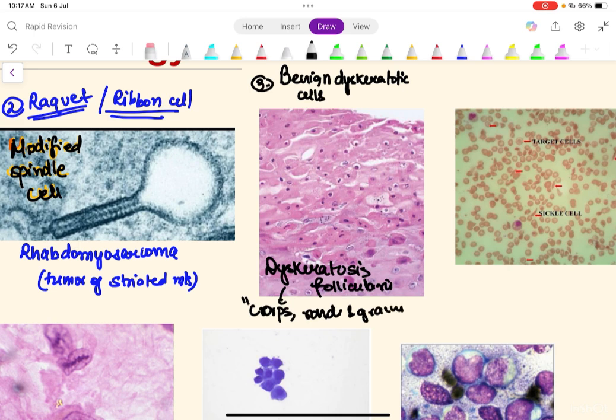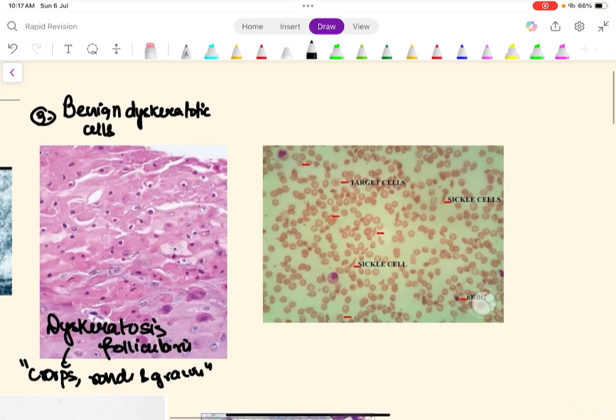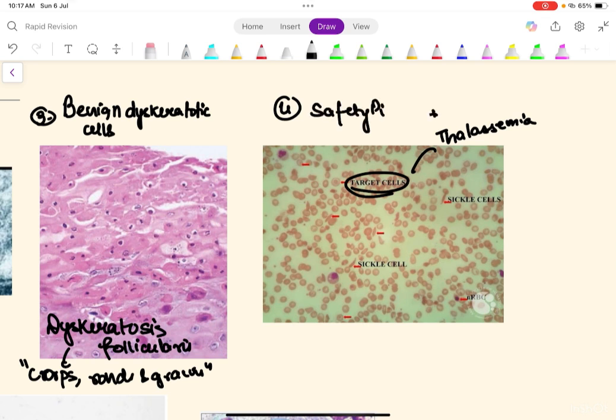Okay, now let's talk about the next one. In this, by looking at the target cell, you should be reminded of two conditions. One is thalassemia and one in oral pathology, which is a target lesion. This is a target cell. In thalassemia, you see target cells plus safety pin cells. These are nothing but normoblasts.